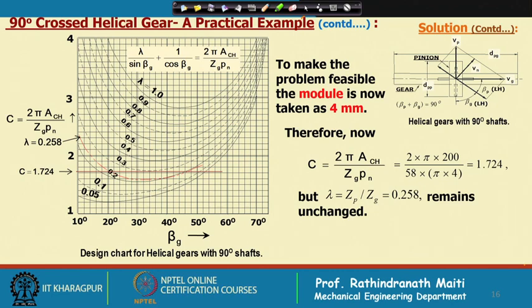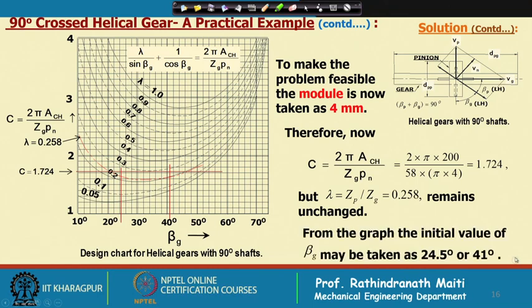And what we find is that there will be 2 points. This curve is somehow not placed properly, but if we draw this curve for the value 0.258, it will come something like this. And from these 2 points, ultimately from this graph we will get that beta g may be taken as 24.5 degree or 41 degree.